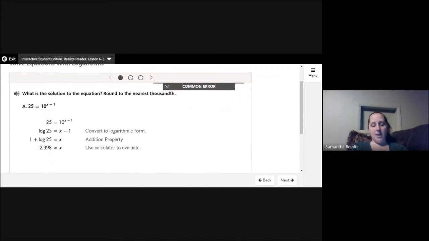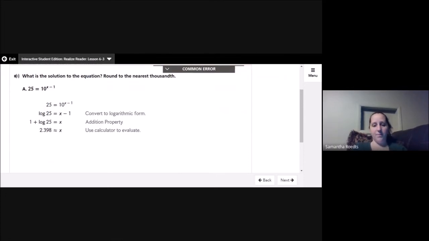Okay, so basically what we did was we said, well, it has a base of 10. So in order to get the x minus 1 by itself, I need to take the logarithm. It's in exponential form, so I need to change it to a log. So that's log of 25 equals the log of 10 to the x minus 1, which simplifies to the x minus 1.